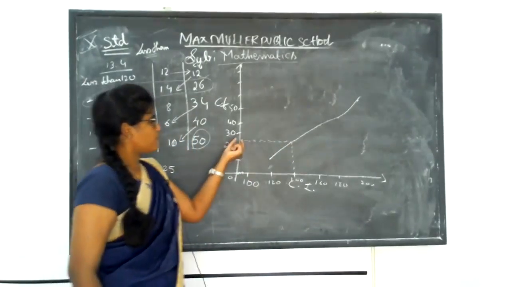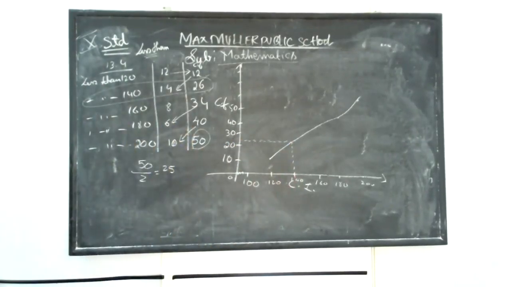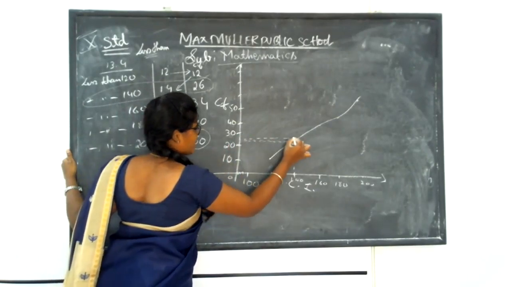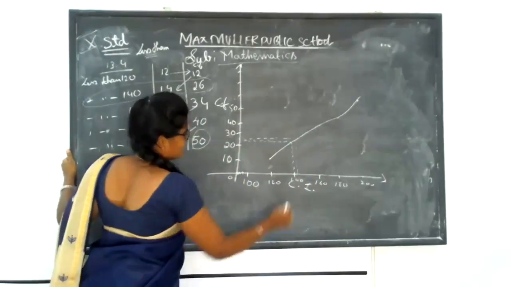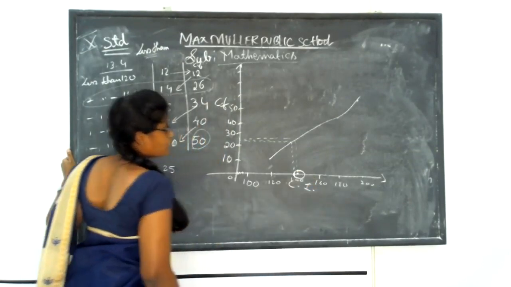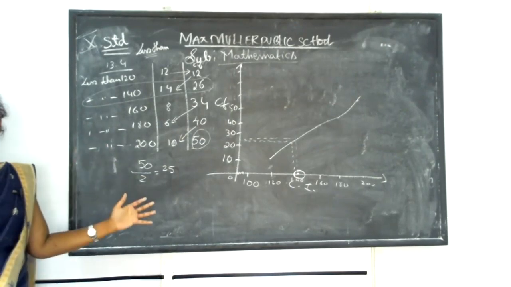Okay, 25. For 25, if you do, you will get your median. Proper median you will get. Clear, children? For the 25 line, you should put a line. I guess 25 is here. So if I put a line, I'll get my median here. Whatever you get on your x-axis, that is the proper median you need to get. Clear? Understood how to find out the ogive?